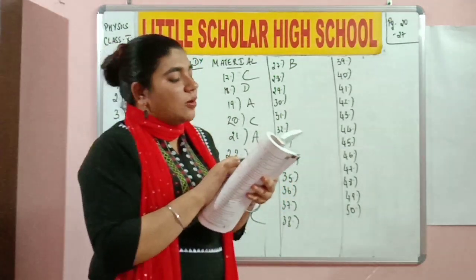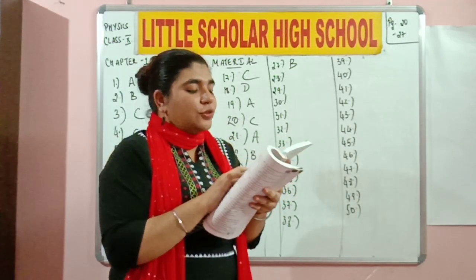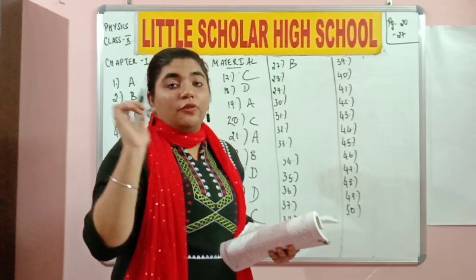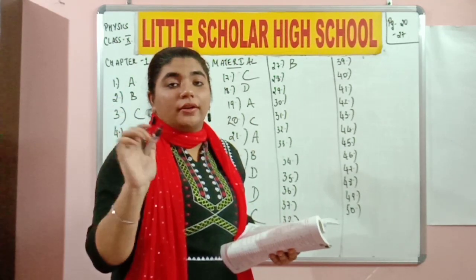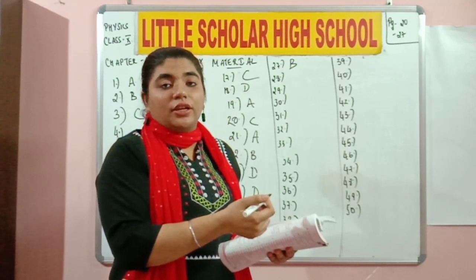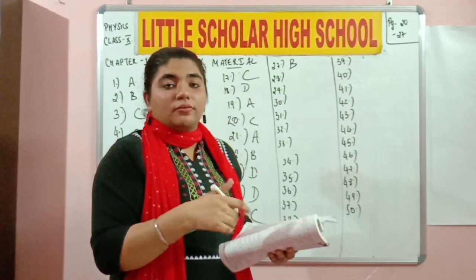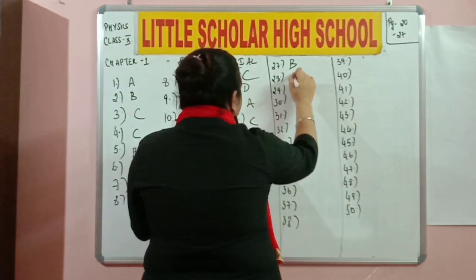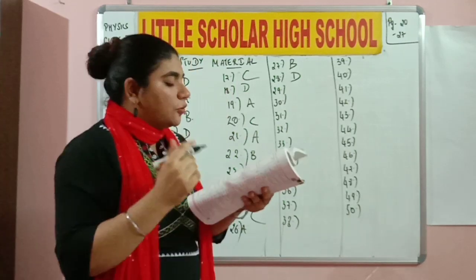At which position the object is placed on the principal axis of a concave mirror, we get the image at infinity. What did I tell you? Infinity and focus always go hand in hand. In the question they are asking you infinity. This means where is the object placed? Focus. So 28th one, option D. That is nothing but the focal point or focus.